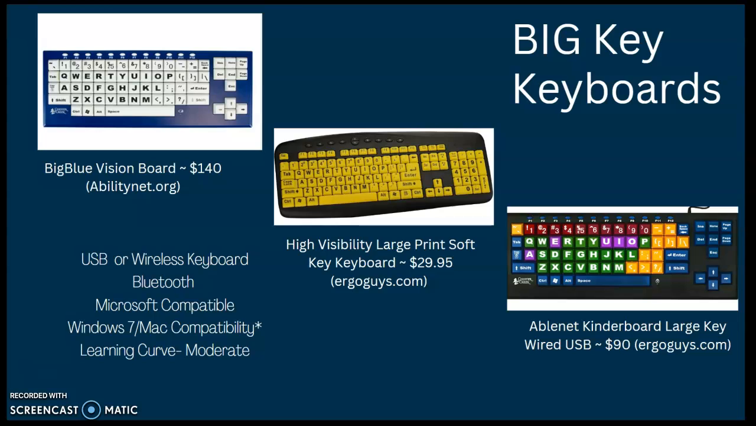just shy of $30, and the AbleNet Kinderboard large key wired USB keyboard, which is a little bit more expensive at $90. But one thing I do like about the AbleNet Kinderboard is the color coding of the keys to help students remember locations of letters, identifying vowels, which are shown here in purple, consonants in green, numbers in red, special characters in yellow, and control buttons in blue.